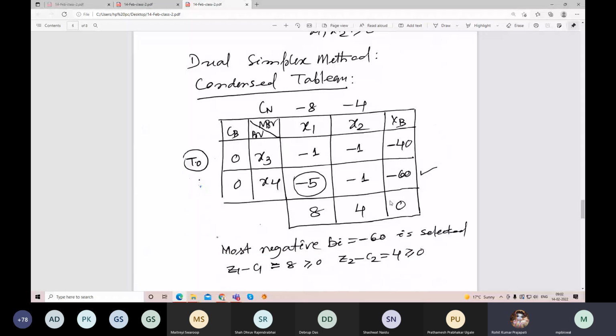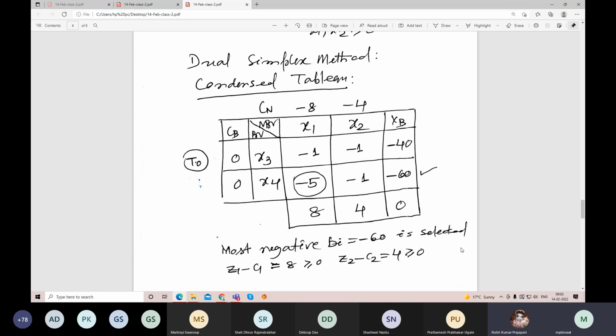This is the table, minus 40, minus 60. Which one are you selecting first? Minus 60. If you select minus 60, then x4 is the departing variable. Then which one is the entering variable, x1 or x2, or neither? How to calculate? Z1 minus C1 equals 8, and Z2 minus C2 equals 4. It is visible also.